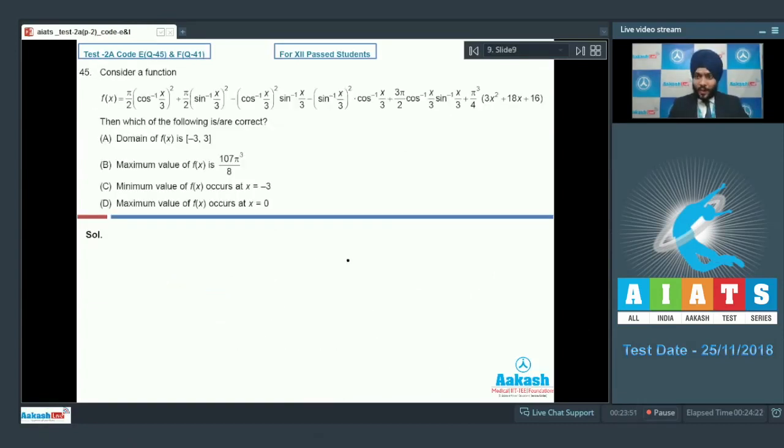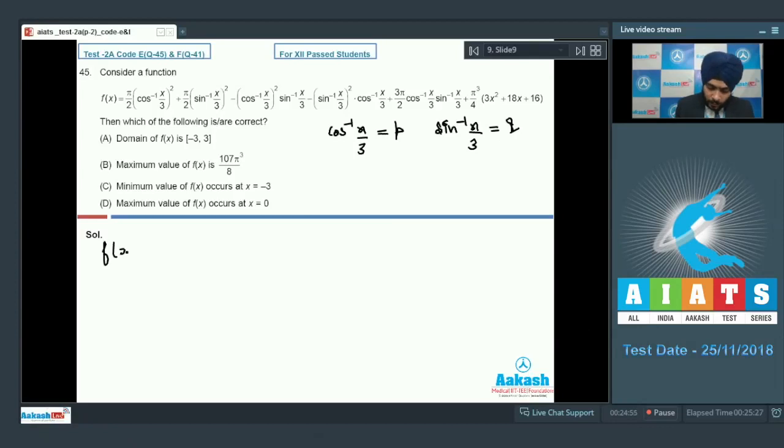Question number 45 with a very long statement. It says that consider a function f(x) is equal to a very long function: pi by 2 into cos inverse x by 3 whole square plus pi by 2 into sin inverse x by 3 whole square minus cos inverse whole square sin inverse minus sin inverse whole square cos inverse plus 3 pi by 2 cos inverse sin inverse of x by 3 plus pi cube by 4. At the last we have a quadratic equation 3x square plus 18x plus 16. So let us say cos inverse x by 3 as P, and let us say sin inverse x by 3 as Q. So we'll make the substitution again after simplification.